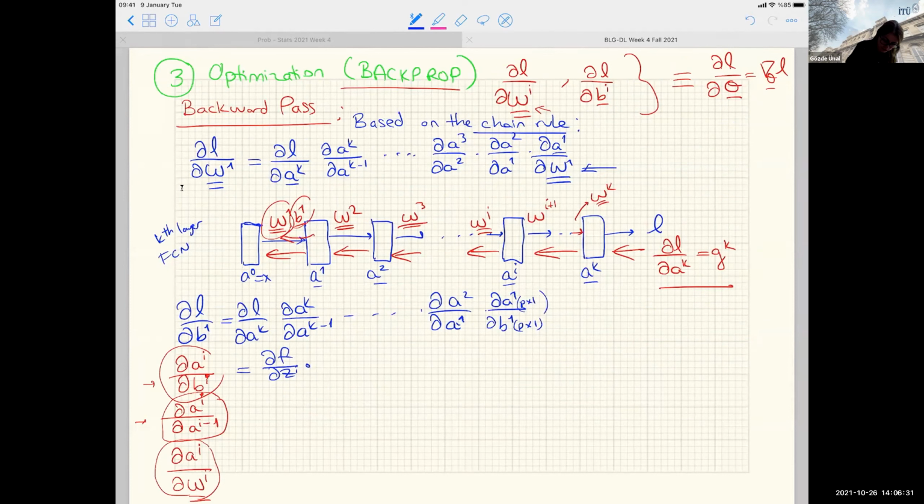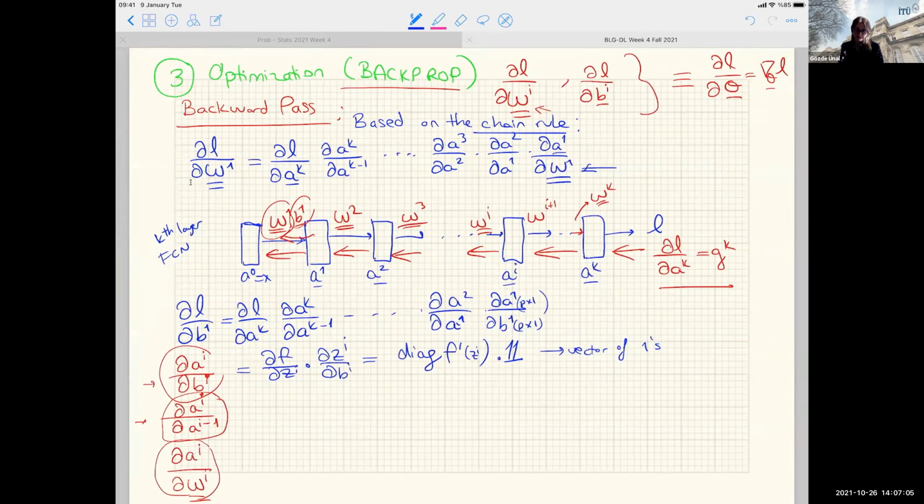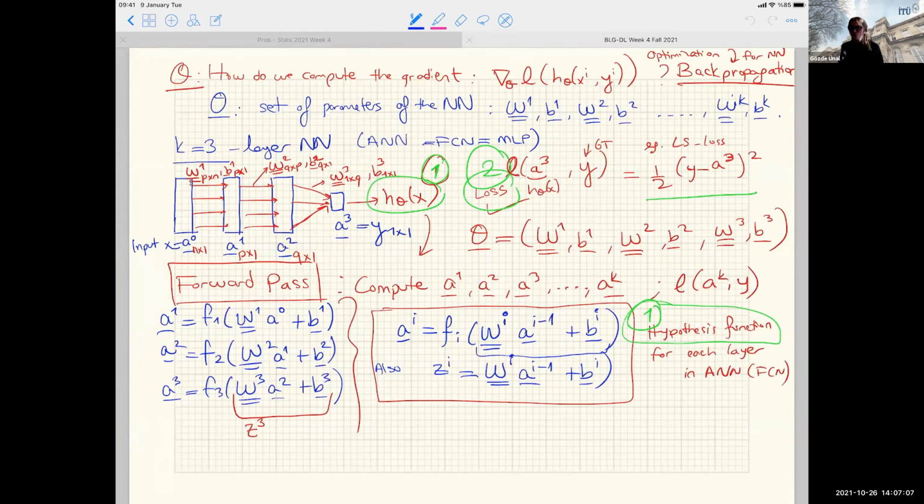You see another chain rule, right? Del Zi by del Bi. So this is, like I said, a diagonal matrix of F prime with its argument Zi, times here a vector of ones. Why? Because I need to really single out those diagonal elements, right? I'm taking a derivative with respect to the B vector. So I'm doing actually the first one.